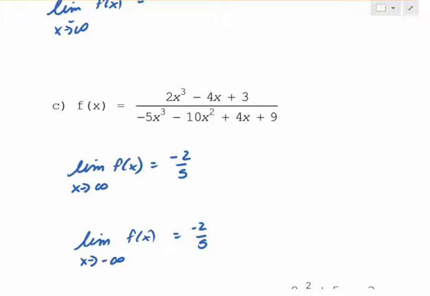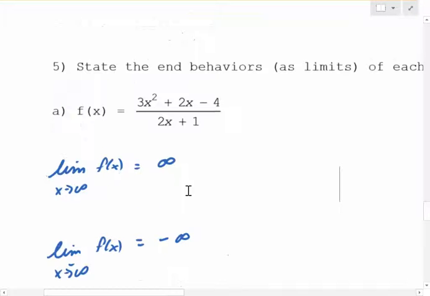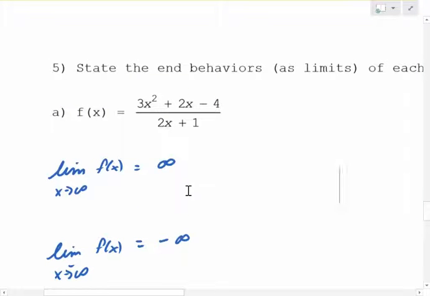So what's different about this one? What's the degree on the top? 2. And what's the degree on the bottom? 1. So this is a simple rule, everybody. If the degree on the top is greater than the degree on the bottom, it's going to blow up and get huge. Because as you plug in a bigger number, that square gets huge, and this one gets big too, but not anywhere as fast.